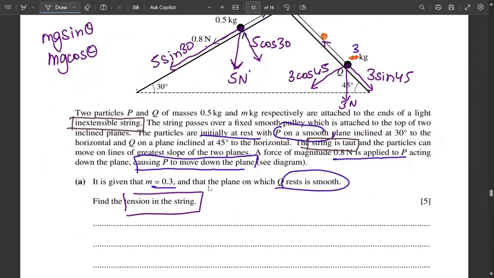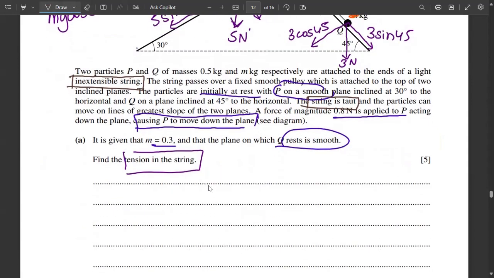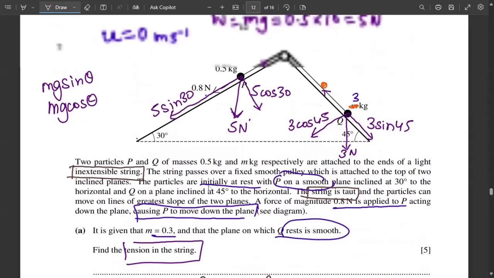So what we have to do is find the tension. So let's resolve forces for P. Not resolving actually, equating. And what do I mean by that? You'll see in just a second.